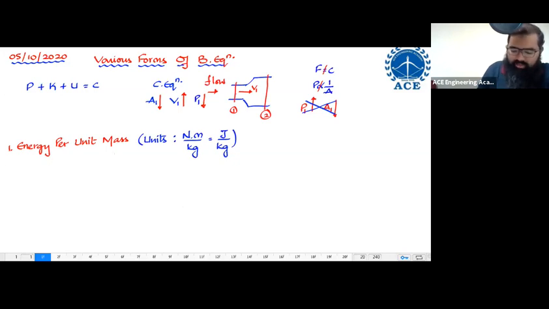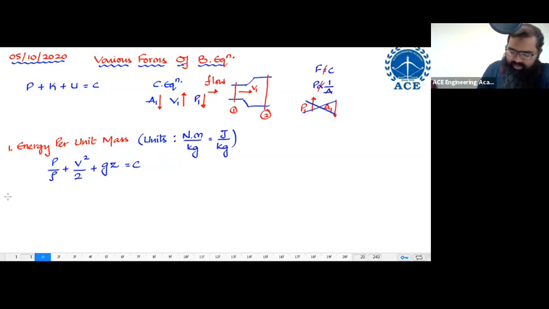What is the format of writing this? The format of writing energy per unit mass is P by rho plus V square by 2 plus g times Z is supposed to remain constant. This is energy per unit mass. Every term over here is going to have SI units of joule per kg. That is the concept.